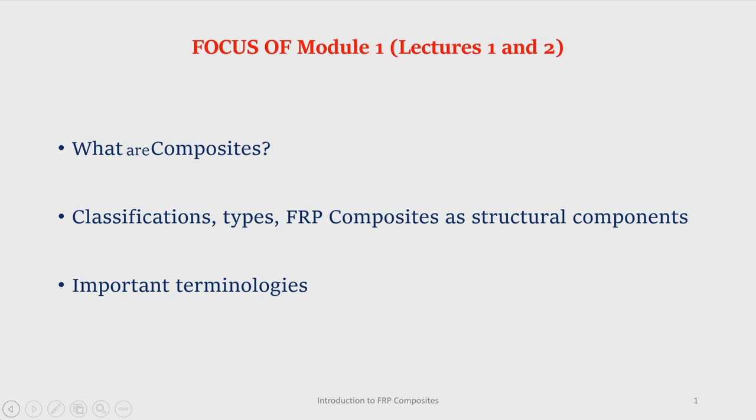And today we will start module 1, and today is the first lecture. In module 1, there will be two lectures, and basically what we will discuss in module 1 is, first, even though the course is on Mechanics of Fiber Reinforced Polymer Composite Structures, first we will try to understand what is a composite in general, which is required for further understanding of the fiber reinforced polymer composites. And we will also see the classification types of FRP composites as structural components, and then we will try to understand the important terminologies which will be used throughout this course.